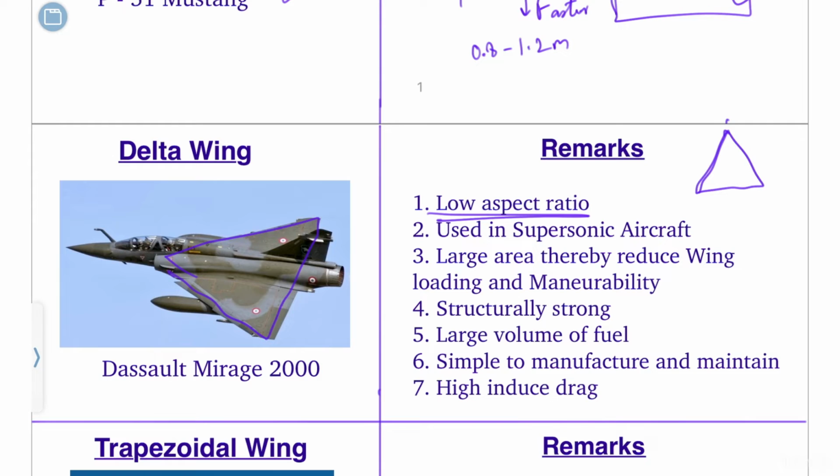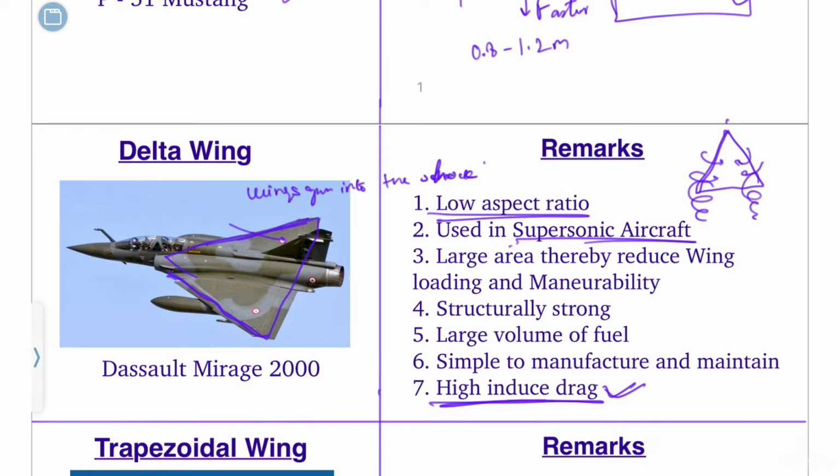Low aspect ratio means the vortex generation is too much. The leakage of air from bottom to top because of the pressure difference leads to the formation of vortexes. So low aspect ratio leads to high induced drag. High induced drag means you should have a very powerful engine to overcome this drag. Correct? They are used in supersonic aircraft. Why? Because of the tapering, as you can see, there's too much taper, and only a part of the air actually leads to the lift, so the aircraft can go further without going into the shock. Correct? Which I have already discussed.